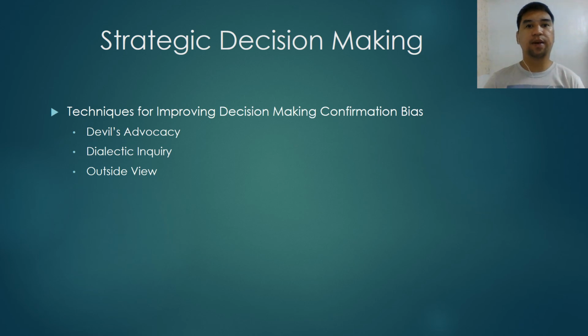Techniques for improving decision making. Confirmation bias. Devil's advocacy requires the generation of a plan and critical analysis of the plan. One member of the decision making group acts as a devil's advocate, emphasizing all the reasons that might make the proposal unacceptable. Dialectic inquiry is more complex because it requires the generation of a plan and a counterplan that reflect reasonable but conflicting courses of action.